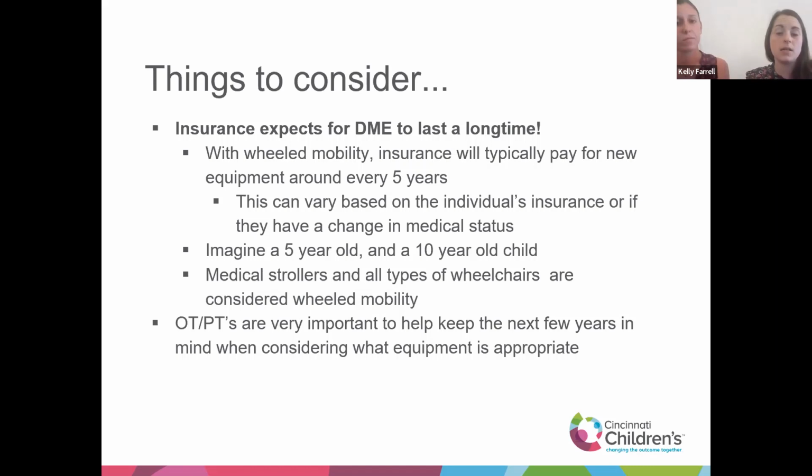Because it can also take so long to get equipment, we have to make sure that this is started earlier rather than later. And we have to consider that when we're thinking of what would be most appropriate for a 5-year-old child, we have to make sure that it would also be appropriate for them when they are 10 as well. So it takes a lot of thought and a lot of consideration and a lot of communication with the team and the family themselves to make sure we are getting the most optimal option for them. So we just really have to keep next year's needs in mind to make sure we have the most appropriate options.